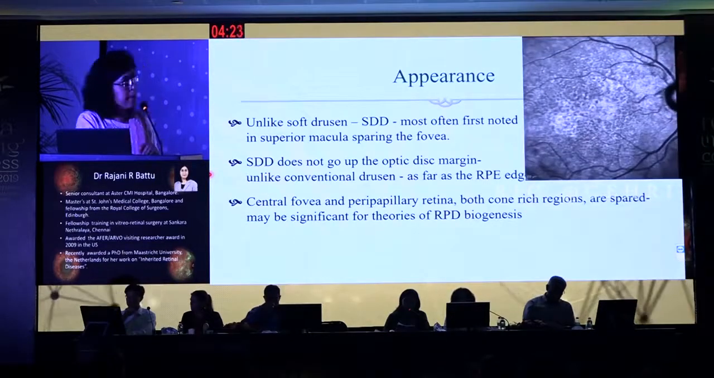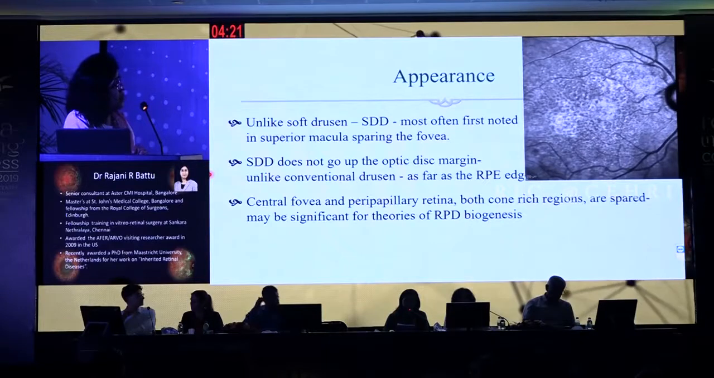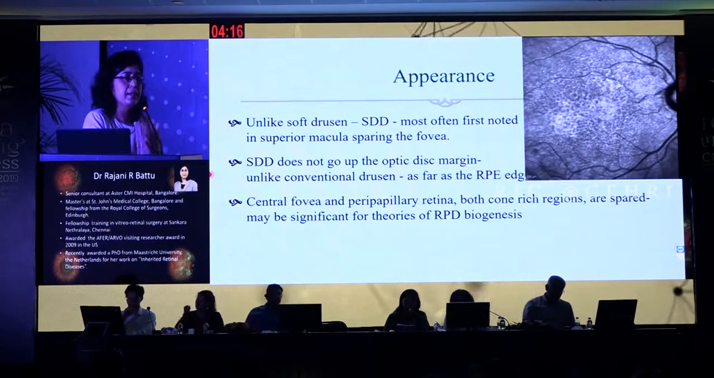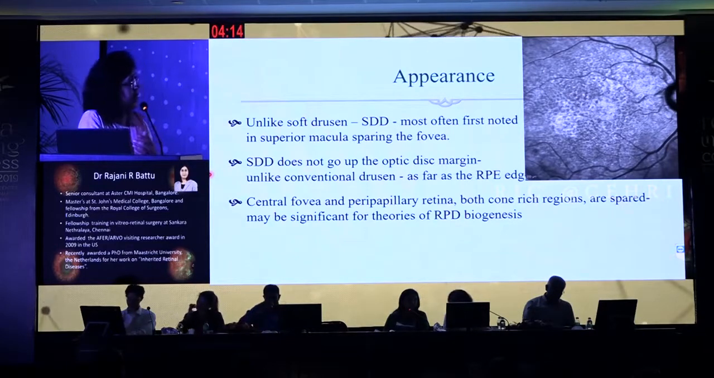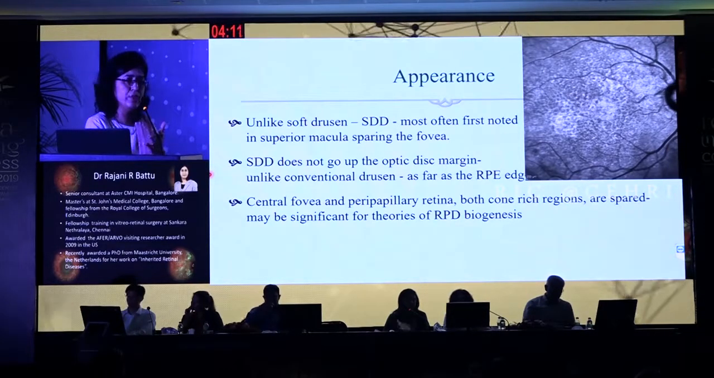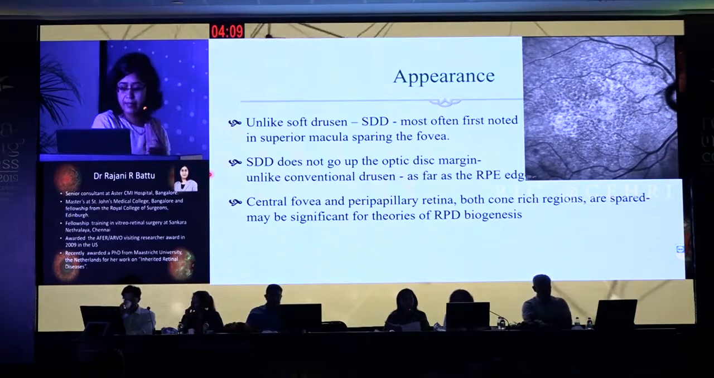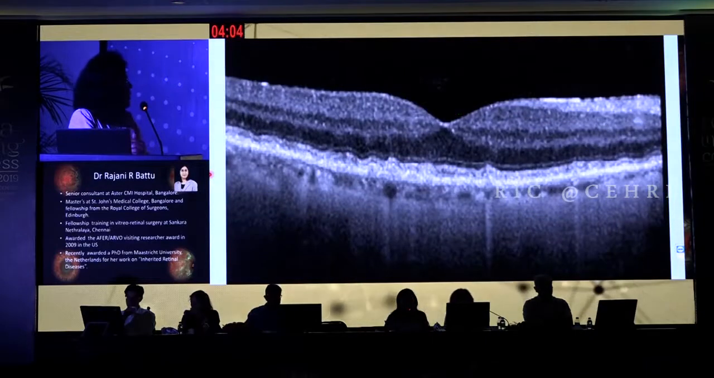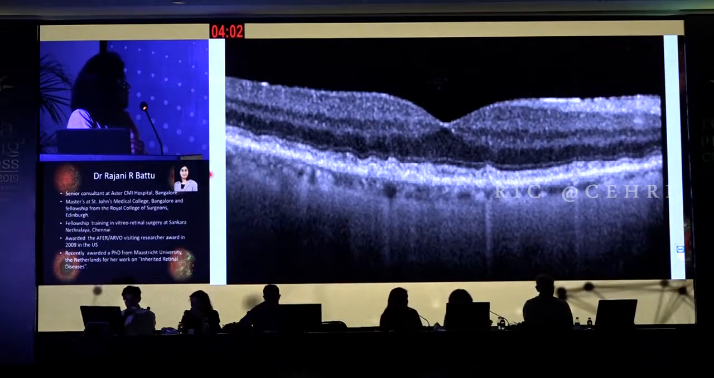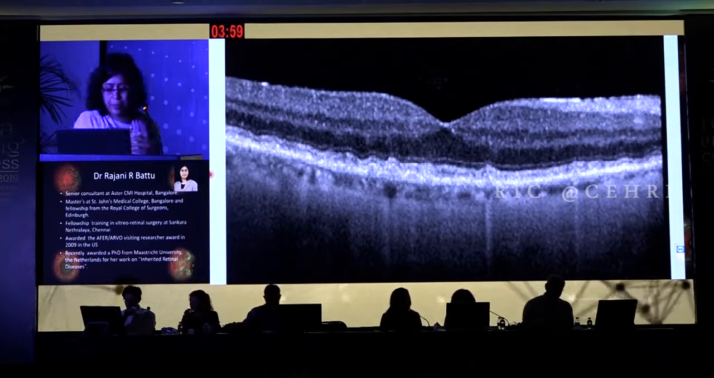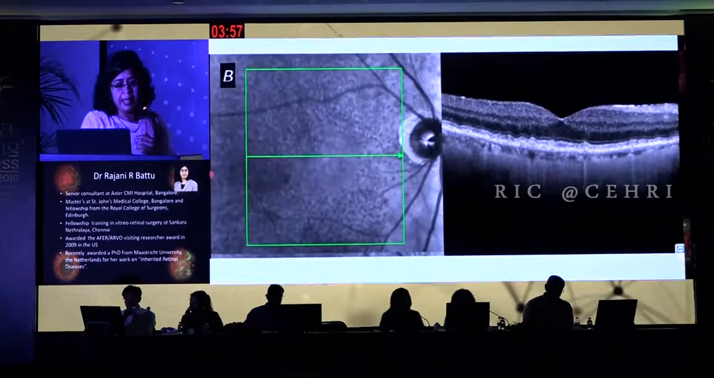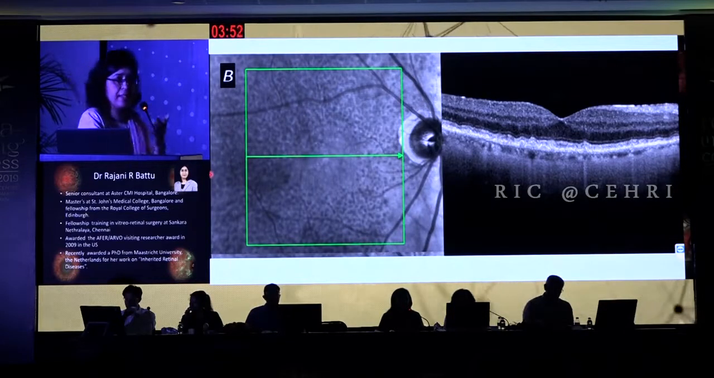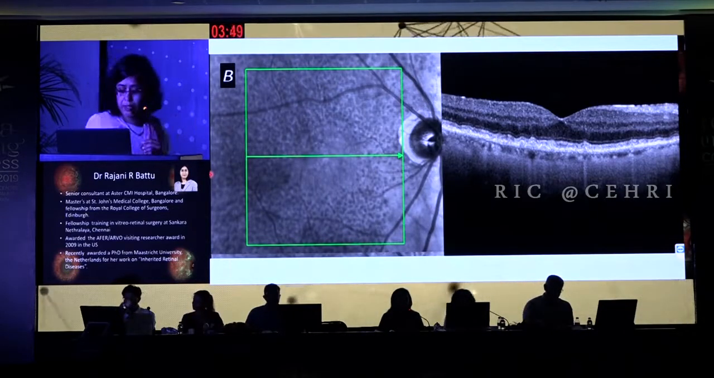And there are some specific characteristics. It starts off in the superior macula mostly, and typically these are associated with the rod outer segments, and therefore they do not appear commonly either in the fovea or in the peripapillary region, which are rod-free. On the SD-OCT, they appear as these granular deposits between the RPE and the ellipsoid zone. And they sometimes show these classic choroidal stripes. They're just allowing light to pass through, although they're not pathognomonic of SDD.